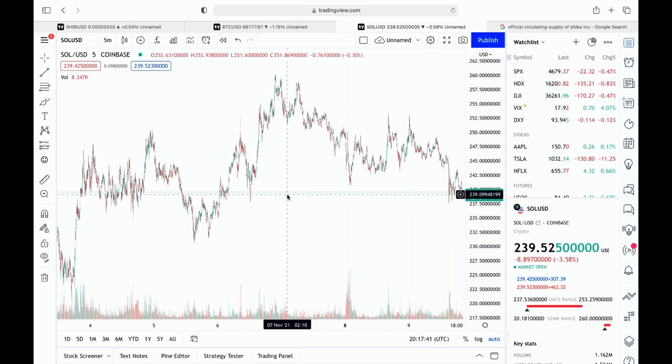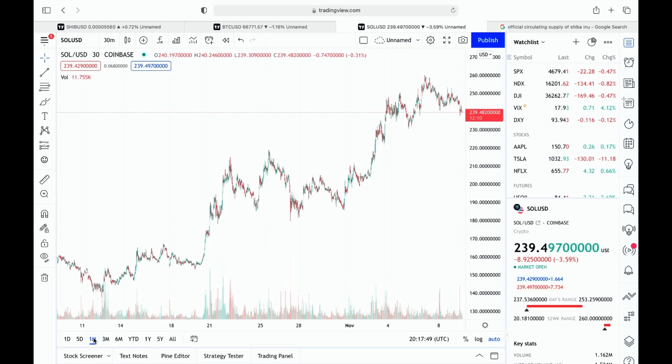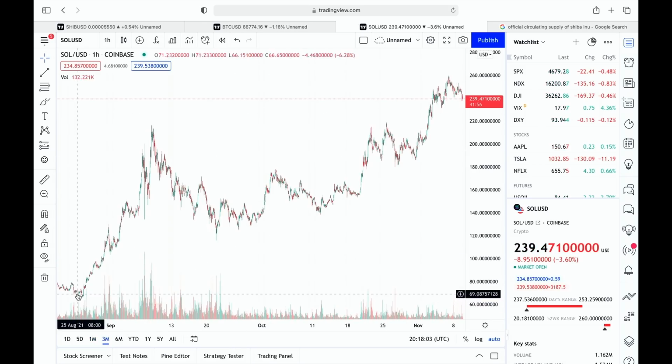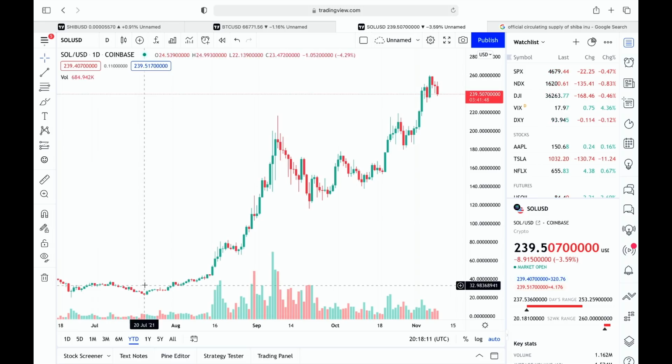If you look at how Ethereum runs, just about every time Bitcoin goes up, Ethereum goes up. So let's look at the 1 month. Look at the gains of 1 month, right? Down here, we're at 142, and now we're here at 239. Let's look at the 3 month. Look at that. You could have got it at $69, and now it's $239. Let's look at year to date. You could have bought it here at $24, and now it's almost $240.